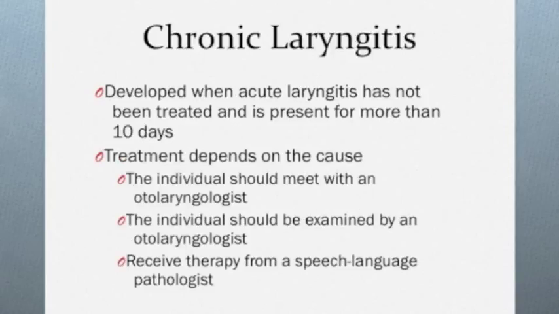In some cases, acute laryngitis may develop into chronic laryngitis if the voice is not rested and the abusive behavior is not stopped. Chronic laryngitis is diagnosed if the laryngitis has been present for more than 10 days. Treatment depends on the cause. The individual should meet with and be examined by an otolaryngologist and receive therapy from a speech-language pathologist to try to stop any abusive vocal behaviors.